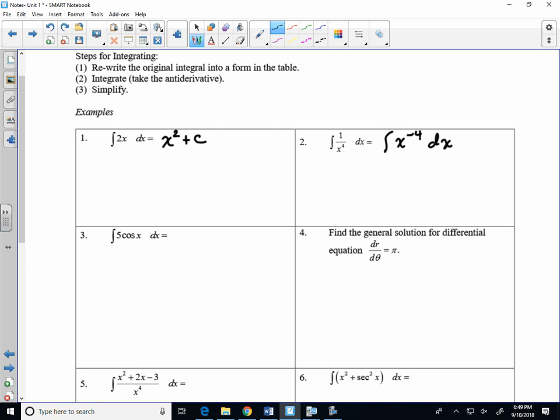All right, so increase a negative 4 by 1. The number of people who get that wrong is always astonishing. And then divide by the new exponent, and then the plus c. I'll get a lot of x to the negative 5th. Oh, because if you think of the power rule in Calc 1, we would always multiply the power by the coefficient and then reduce the power by 1. Here, we're doing the exact opposite. We're increasing the power by 1 and then dividing by the new exponent.